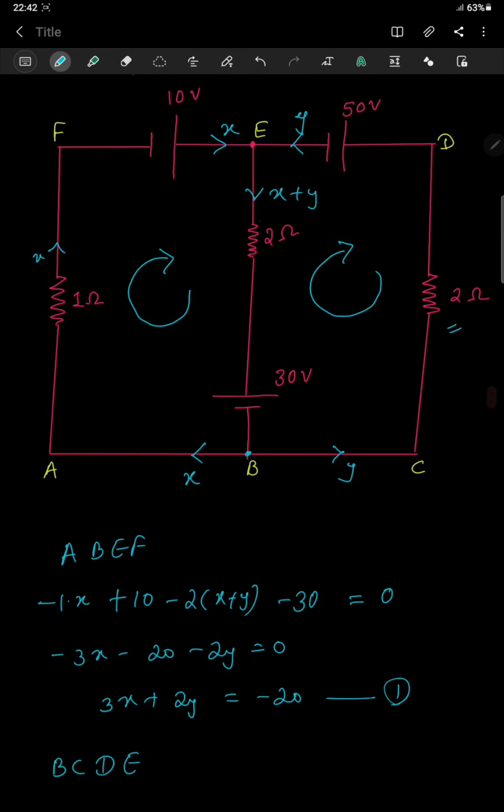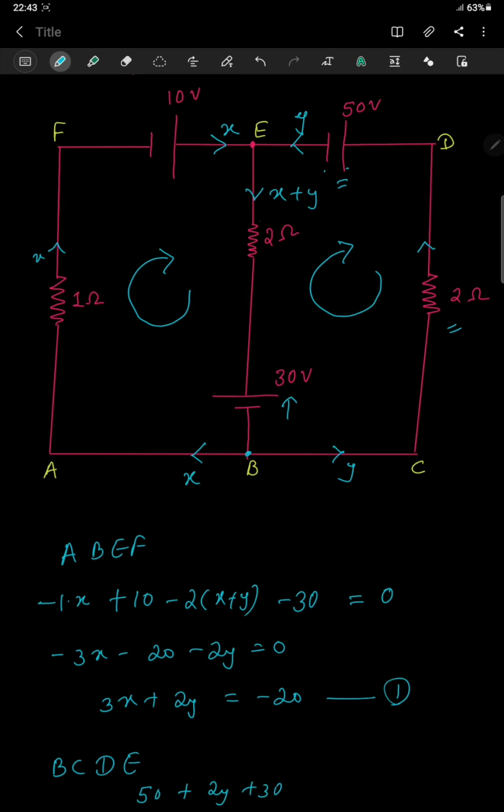In the second loop, let me first consider this one. Here the current direction is up. Suppose I start from the 50 volt source here. I will be moving from lower potential to higher potential, which means it will be plus 50. Then I will encounter this 2 ohm resistor. My direction and the current in the 2 ohm resistor are in opposite directions, so there will be a plus: plus 2y. Then comes this 30 volt source. I will move from lower potential to higher potential, so plus 30.